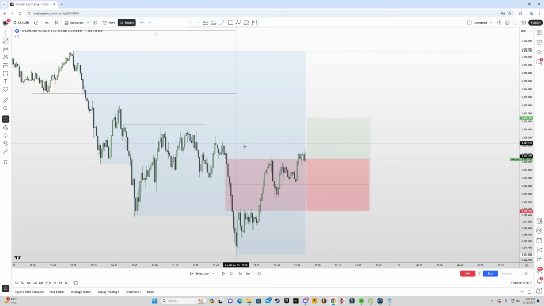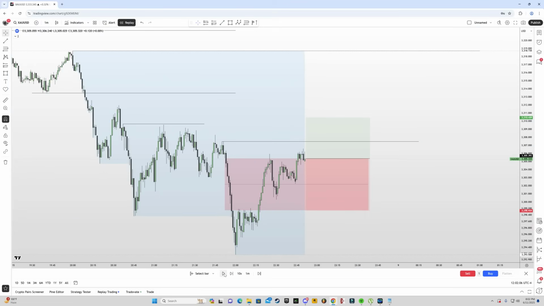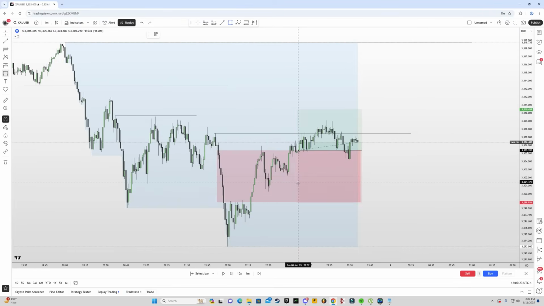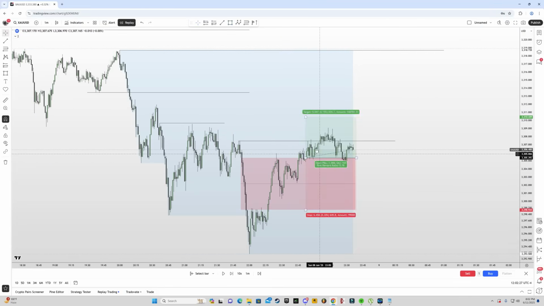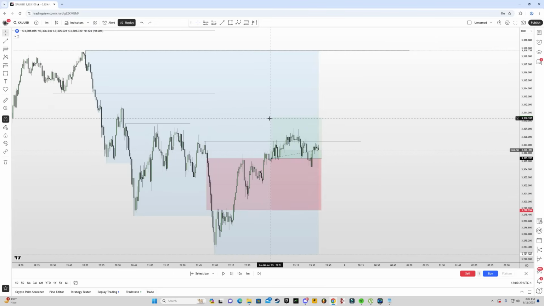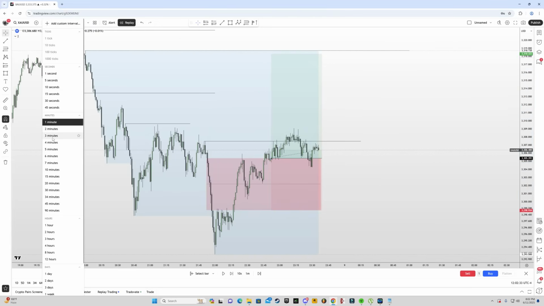Now, of course, you could have taken this after market structure shift, and I'll show you how. All right. So you can see we also had a market structure shift, and we had inversion. So now we had this huge order block, and that's from where you could have taken your entry, or there was this fair value gap over here. But we took our entry from the retest of this inversion, and we went for 1 to 2. And you'll see how this played out.